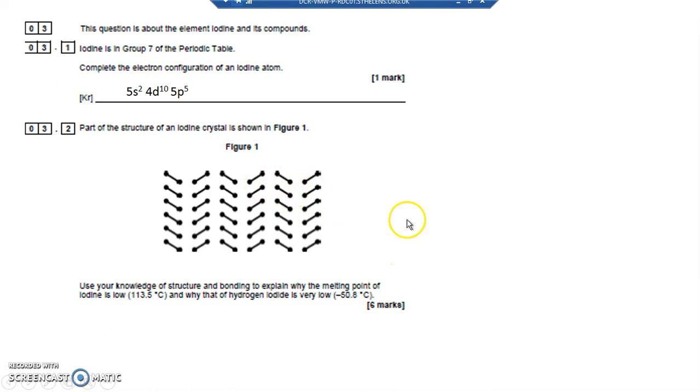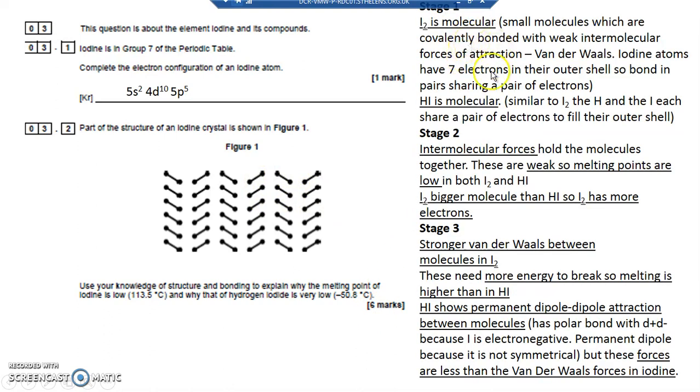So the first 2 marks are for saying that iodine is molecular, has a small number of atoms joined together, in actual fact I2, 2 atoms joined together with a covalent bond, and similarly hydrogen iodide is molecular, it's got H and I bonded together with a covalent bond, because each of these atoms wants to gain 1 electron.